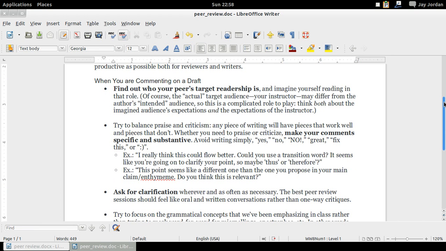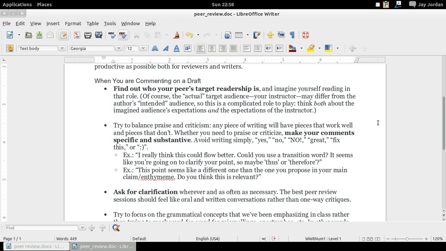Try to balance praise and criticism, right? Any piece of writing is going to be imperfect. Any piece of writing is going to have stuff going on that is really working well and other stuff going on that doesn't work so well. So you need to be prepared to respond to stuff that's praiseworthy and stuff that needs some constructive criticism.